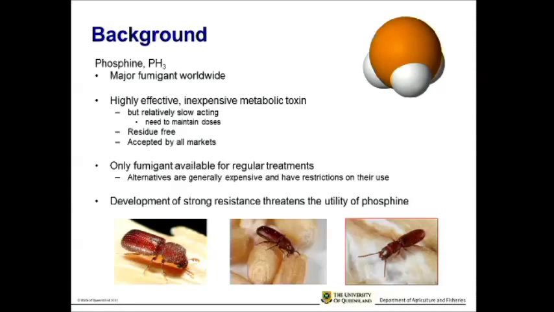So to give you some background about phosphine, we do pest control in a box. So we have a closed system, which in some ways requires some different thinking than you'd have in a field situation. But phosphine itself is a remarkably simple molecule. It's just a phosphorus and 3 hydrogens. It's the major way to control pests worldwide. It is highly effective against all species and growth stages of the insect.